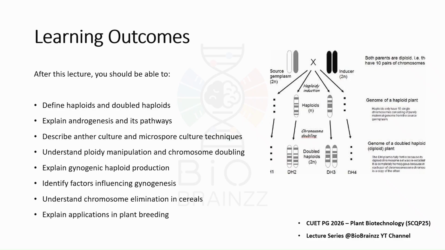You will understand how androgenesis and gynogenesis function as alternative developmental pathways that allow embryo formation without fertilization. You should also be able to describe the practical procedures involved in anther culture and microspore culture, explain chromosome doubling mechanism, and understand chromosome elimination in cereal crops. Overall, the aim is to connect basic biological principles with real breeding applications.